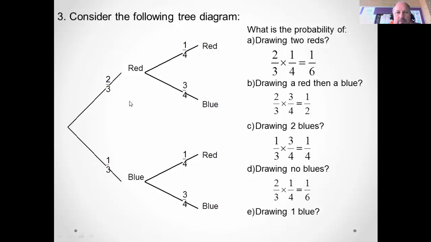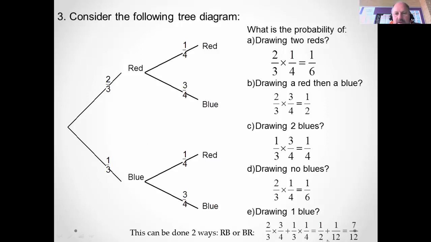And drawing 1 blue, well, I can do it this way, or I can do it this way. If you use the word or, you add the answers at the end. So it can be done 2 ways, red blue or blue red. So that'd be 2/3 times 3/4 plus 1/3 times 1/4 equals 7/12.